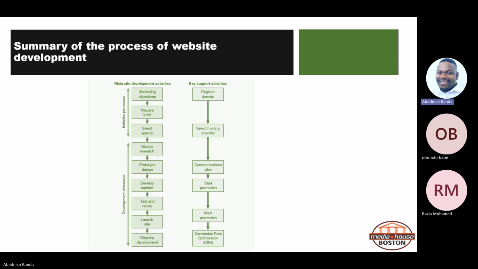On the other hand, you are going to have key support activities. You need to register a domain. We are going to discuss domains in the next lessons. Select a hosting provider. We are also going to discuss that. I think this is in your textbook, guys. It's just different colors.